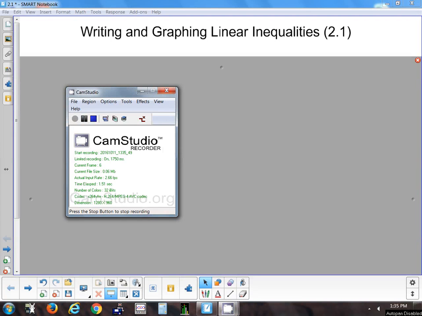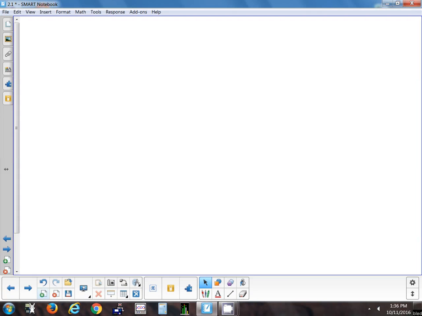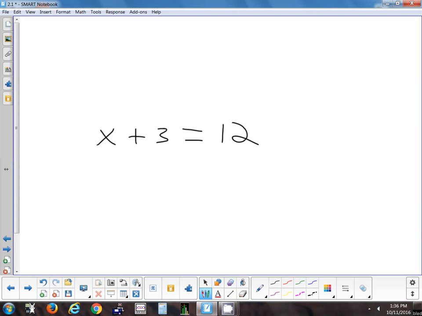All right, so our first section we're going to look at in 2.1, it's on inequalities. And in chapter 2, we're going to do exactly the same thing you guys did in chapter 1. You know how we had equations like x plus 3 equals 12? Well, once we get to tomorrow's section and the next day, we're going to take the same thing. We're just going to change this symbol.